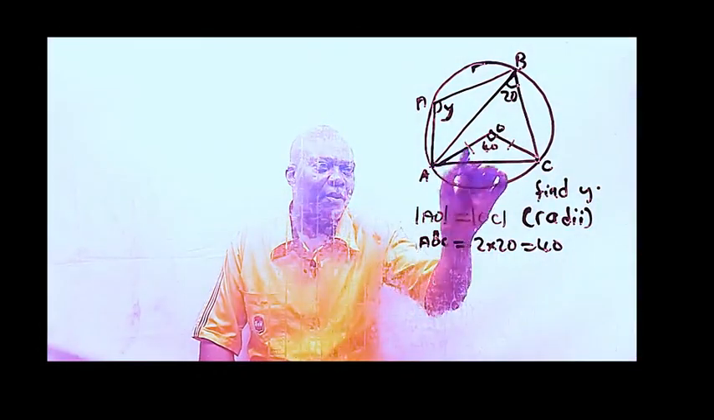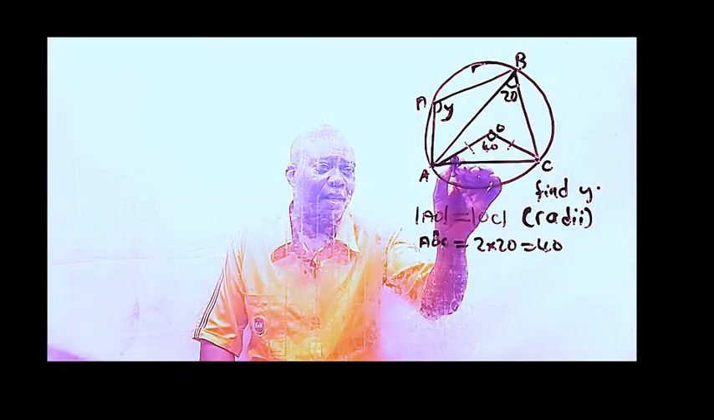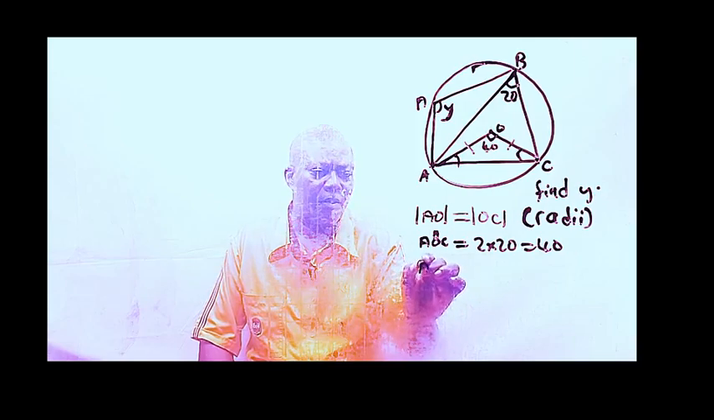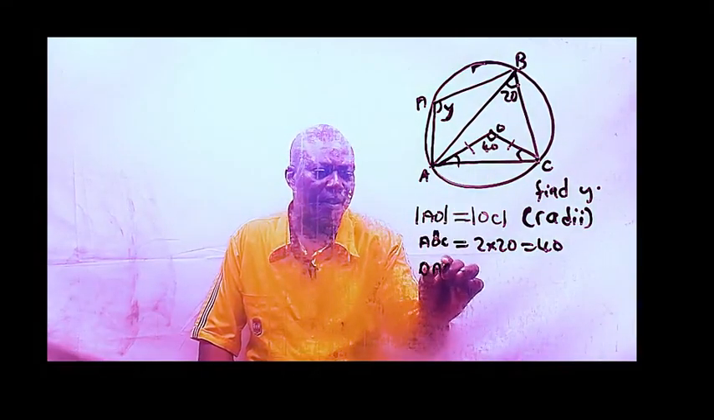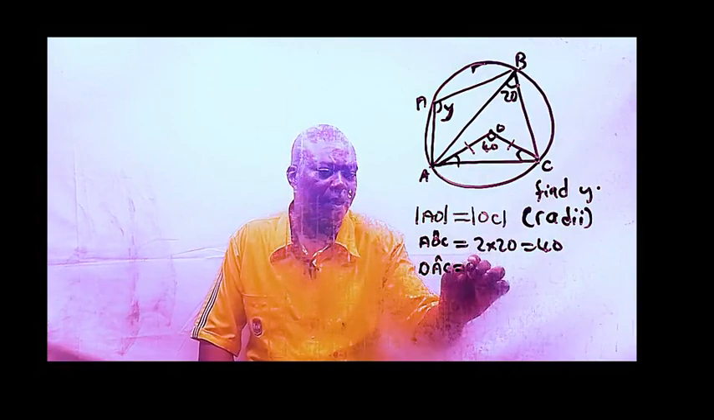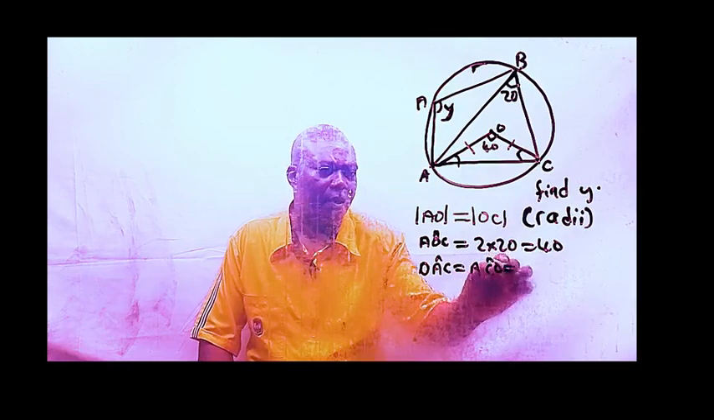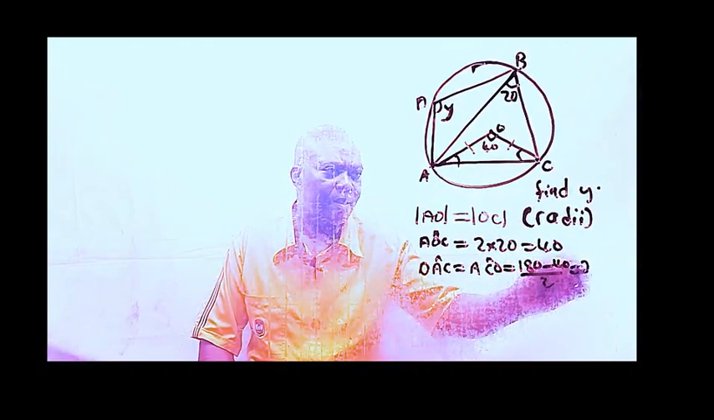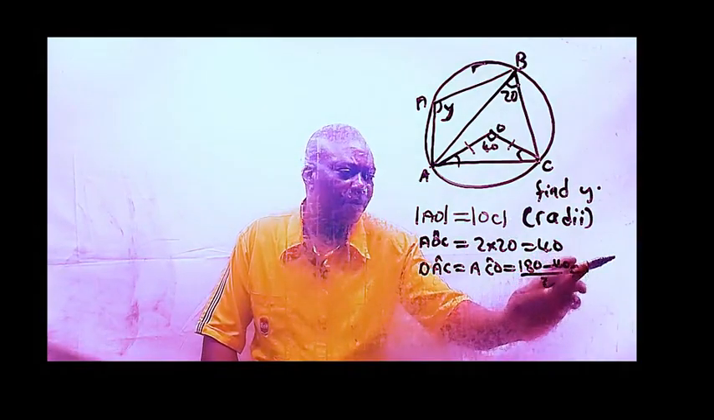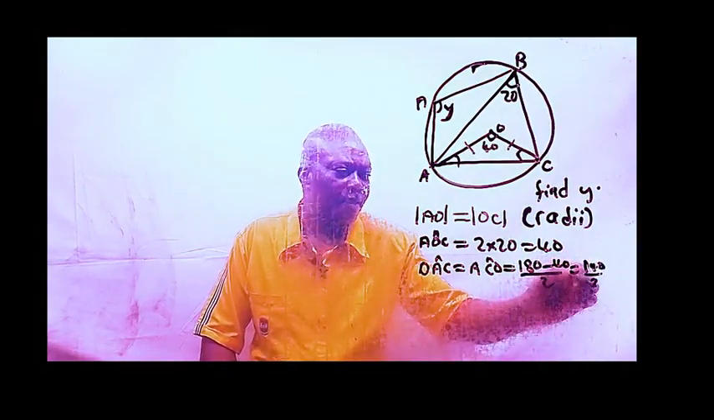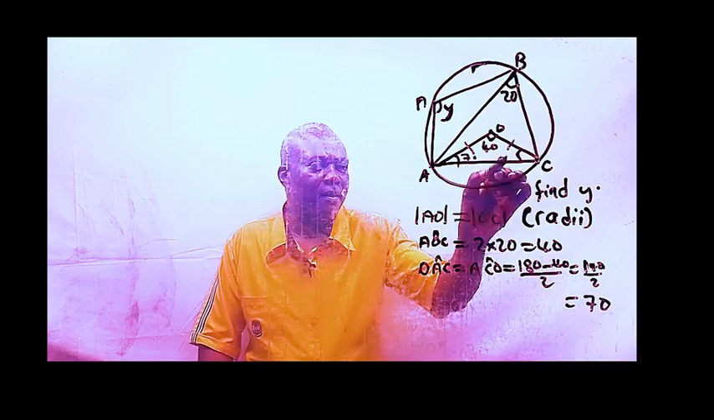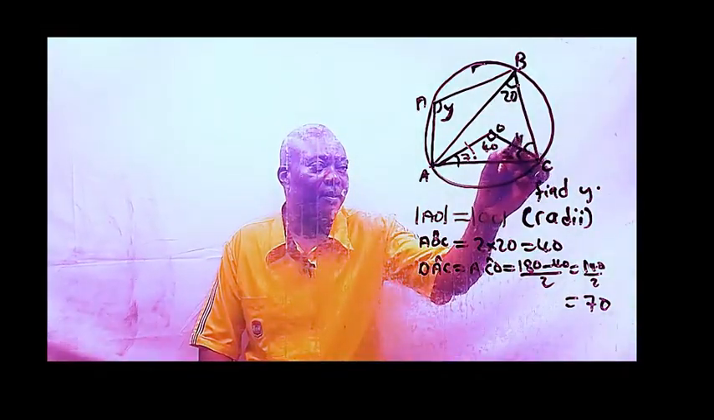So, since AOC is an isosceles triangle, that means the angle here and the angle here are equal. That means angle OAC is equal to angle ACO, which equals 180 minus 40, divided by 2. This is equal to 140 divided by 2, which is equal to 70 degrees. This is 70, this one too is 70. And remember, this place is still 10.